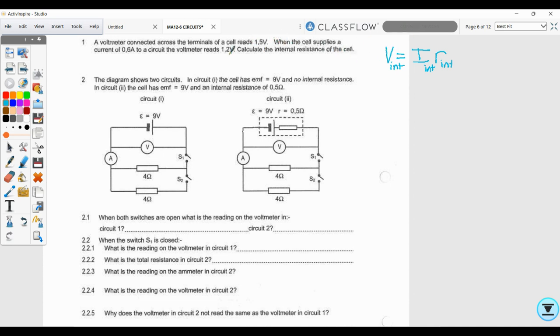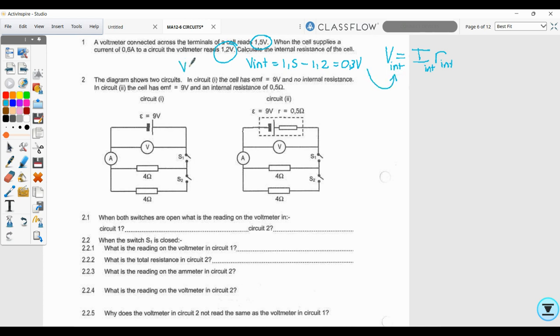When there was no current, it reads 1.5. Then when there is a current, it reads 1.2. What happened to that extra voltage? It went to the cell. That is V internal. So to get V internal, you're just going to say that's 1.5 minus 1.2, and that's going to give me 0.3 volts. And that is my V internal.